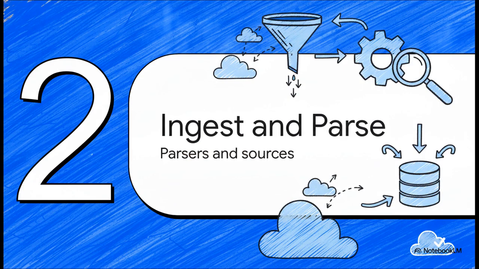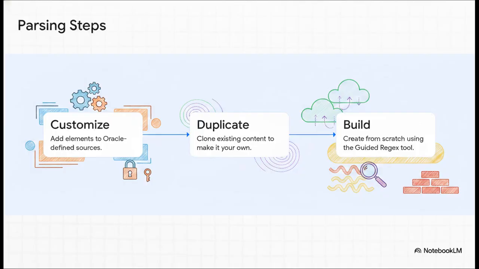All right, Section 2. Ingest and parse like pros, building the foundation with parsers and sources. The first absolutely crucial step in any data pipeline is getting your data into the system smoothly. I mean, you can't analyze what you haven't parsed, right? OCI Logging Analytics offers hundreds of Oracle-defined sources and parsers out of the box, but you will inevitably need to adapt them. So there's a progressive, three-step approach to parsing here.